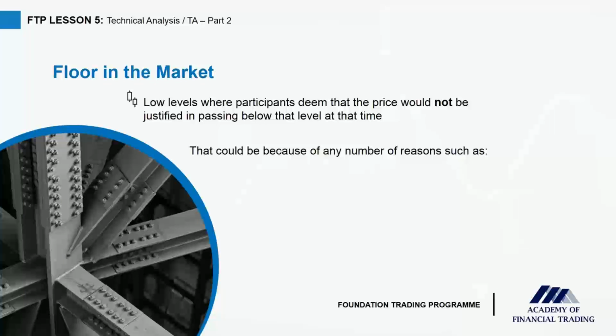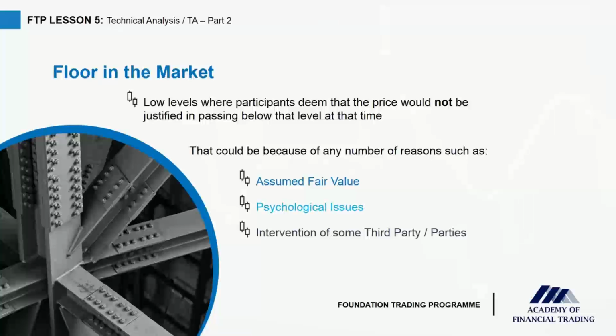Okay, it always has to do with supply and demand, and that could be related to the assumed fair value. Maybe people remember a time where it cost much more. Maybe a lot of people had borrowed money. Maybe they had paid much greater than 300,000 and were therefore unwilling to sell below that level. Maybe there are psychological issues of the pain which might be caused if they did indeed sell below that level. Maybe it's the intervention of some third party.